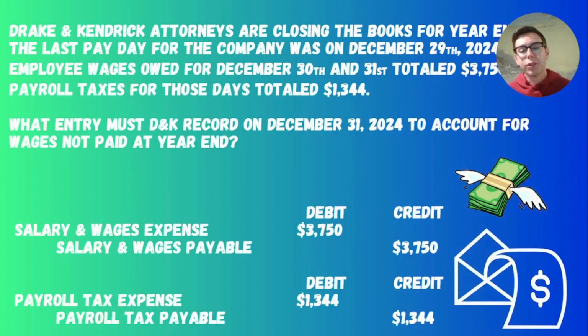We're going to have 2 journal entries here, or you could put it on one, but we'll do both sides of the entry separately. So the salary and wages expense of $3,750, we're going to go ahead and debit that as an expense, again, because we have to recognize that in 2024, even though it hasn't been paid out as cash yet. And then the credit to that journal entry for the same amount will be to salary and wages payable.